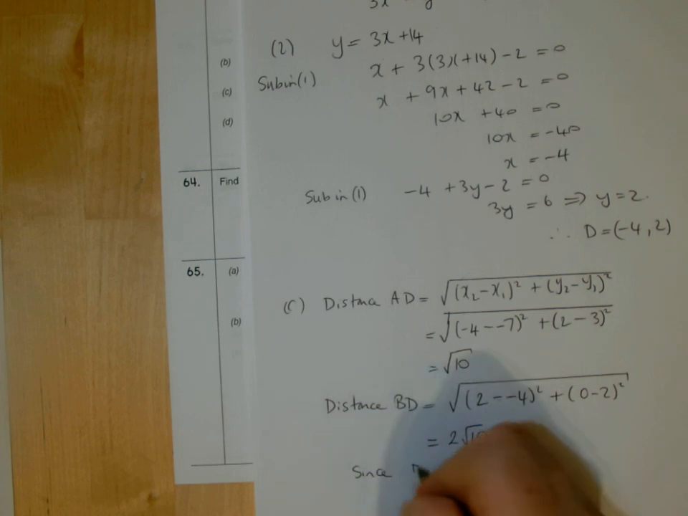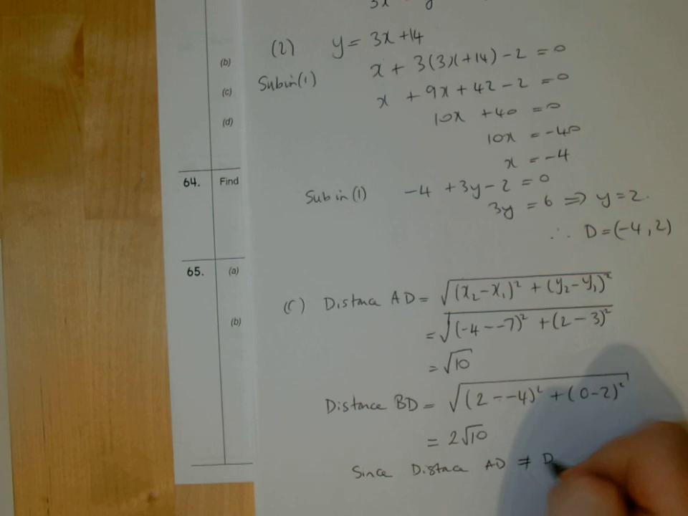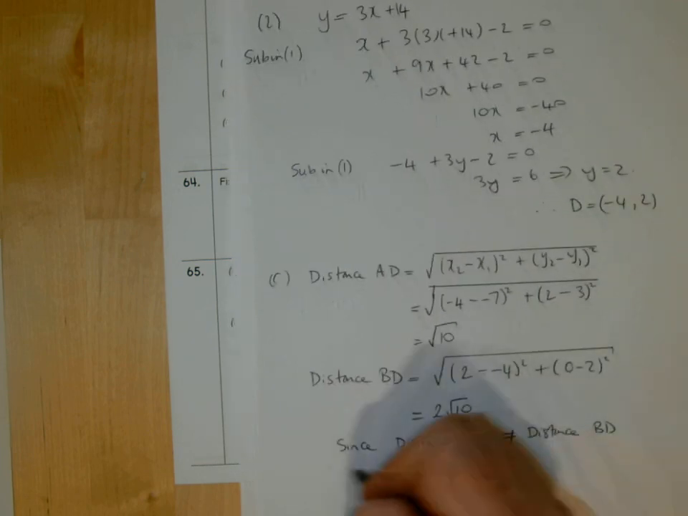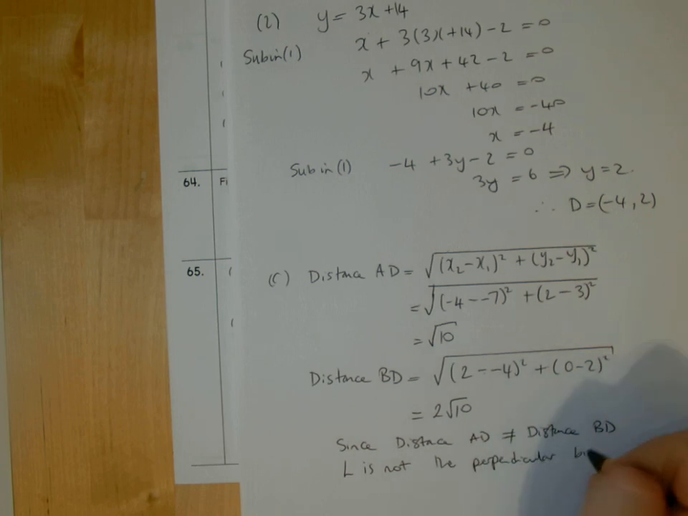So since distance AD is not equal to distance BD, we can say L is not the perpendicular bisector of AB.